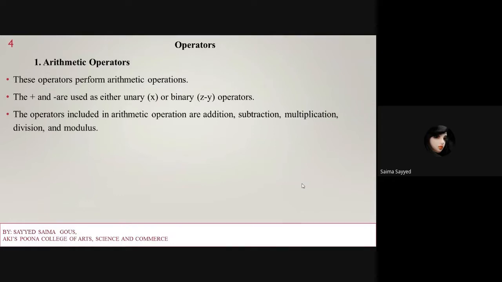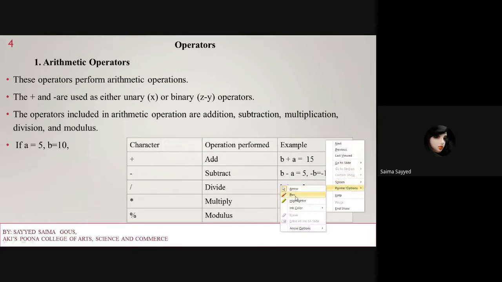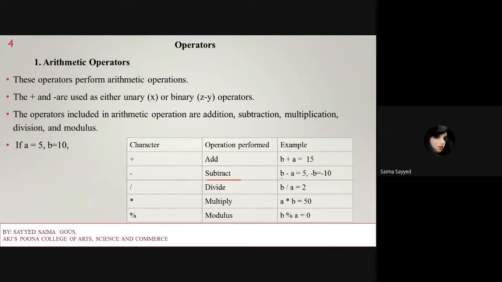The arithmetic operations include addition, subtraction, multiplication, division, and modulus. We will see one example here. If a is equal to 5 and b is equal to 10. This is the symbol we use in Verilog, the plus sign, for addition. So here b plus a gives you 15. Here a is 5 and b is 10, so b plus a is equal to 15. Next, subtraction. Here it is used with two variables.